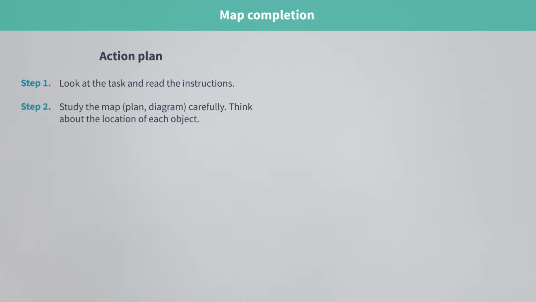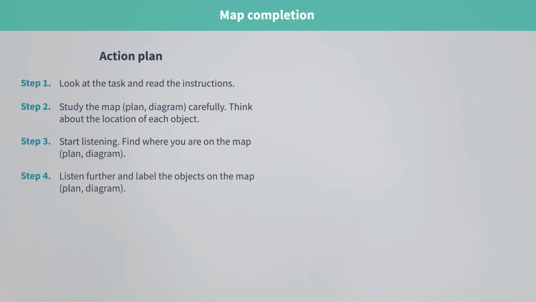Now, let's look at our strategies and tips for map or plan completion. They will also work for diagrams. Action plan. Step 1. Look at the task and read the instructions. Step 2. Study the map carefully. Think about the location of each object. Step 3. Start listening. Find where you are on the map. Step 4. Listen further and label the objects on the map.